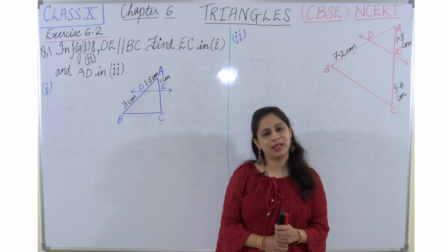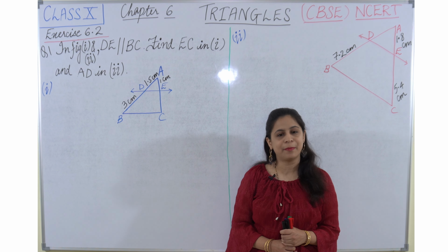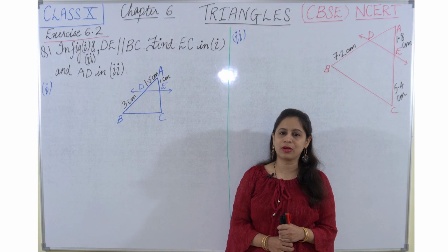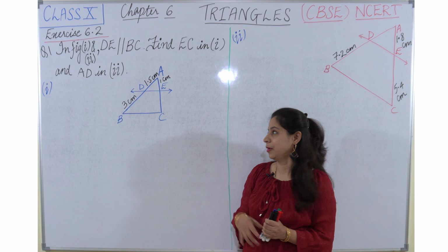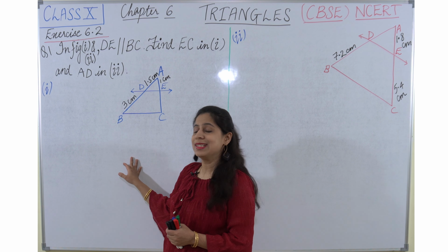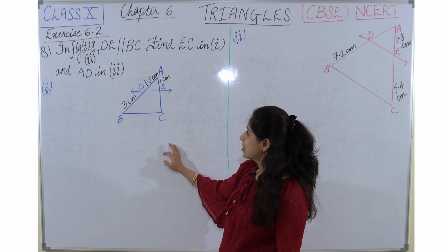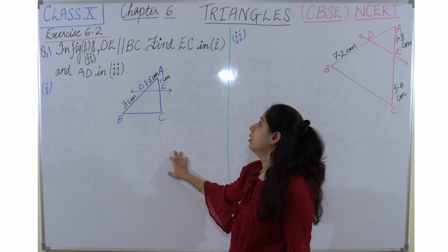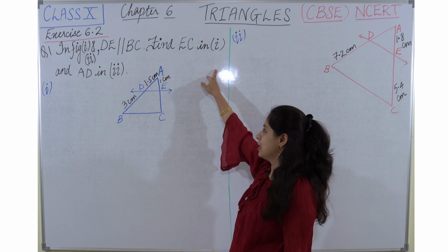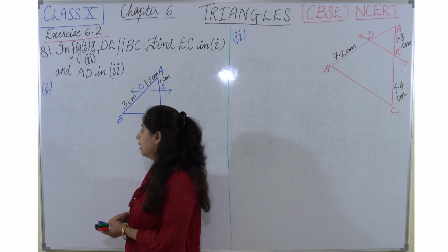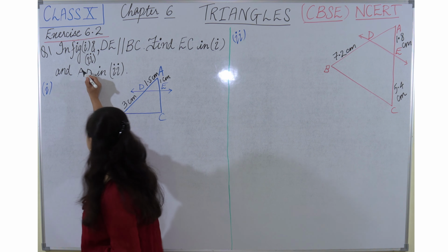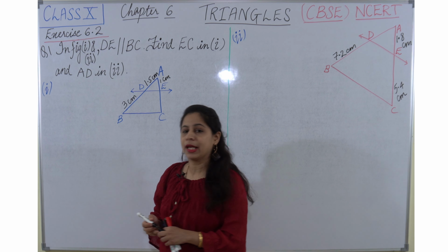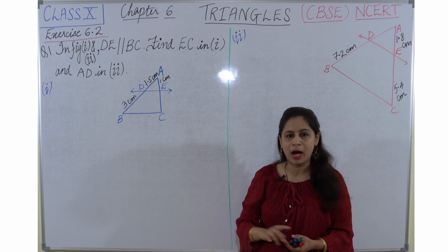So let us start with exercise 6.2 of chapter 6, Triangles, for class 10 CBSE NCERT. Question number 1 says, in the first and second figures, DE is parallel to BC. Find EC in the first figure and AD in the second figure. So we have been given two parts over here.